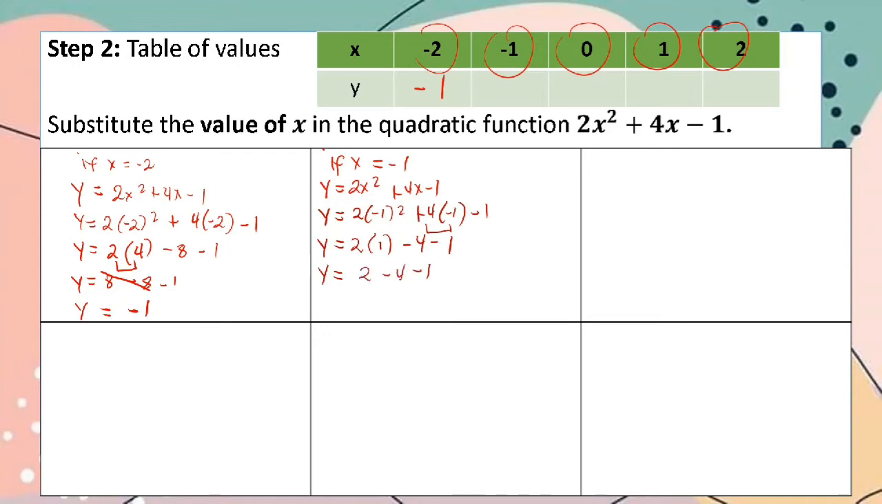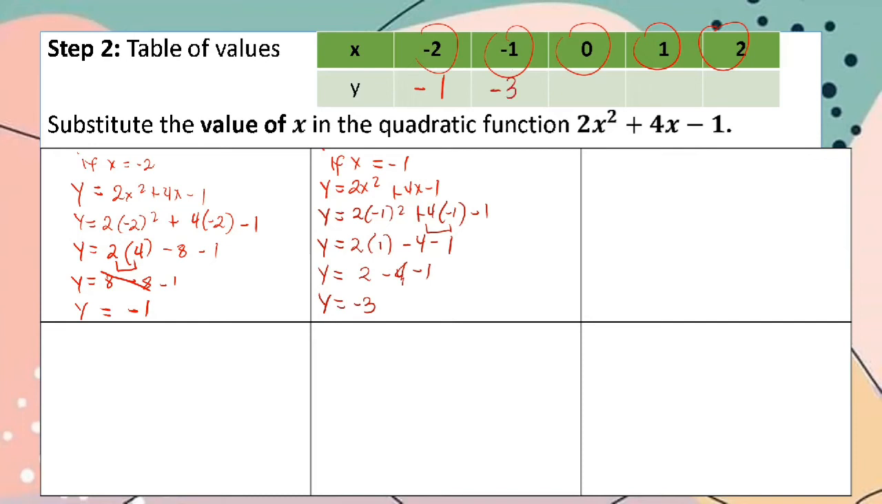So, 2 minus 4 is negative 2, minus 1, it is equal to negative 3. So, y is equal to negative 3 if x is negative 1. So, negative 3 yung sagot natin dito. Next naman natin is if x is equal to 0.